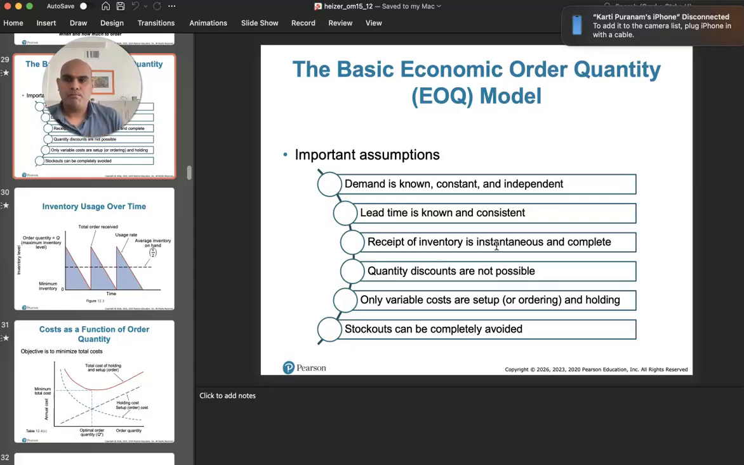The receipt of inventory is instantaneous and complete, and this is one of the assumptions that we'll be relaxing with the production order quantity model. Quantity discounts are not possible, and only variable setup and holding costs are considered. And stockouts are completely avoided.